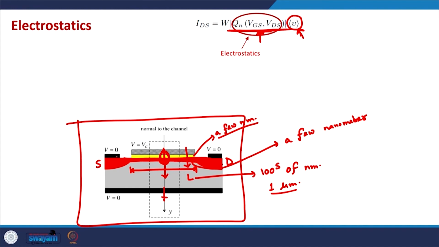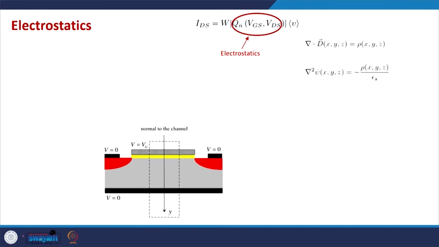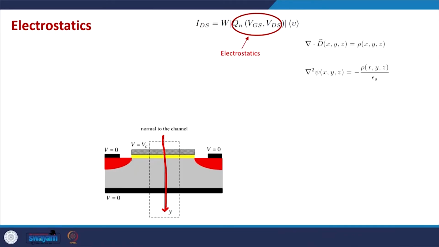So, that is precisely the reason that in traditional MOSFETs, while trying to understand the charge and do electrostatics, generally only 1D electrostatics is done, and that is done normal to the channel in this direction, which is conventionally the Y direction in the MOSFETs. But in short channel MOSFETs, when this is only a few tens of nanometers, the electric field in this direction also becomes significant.